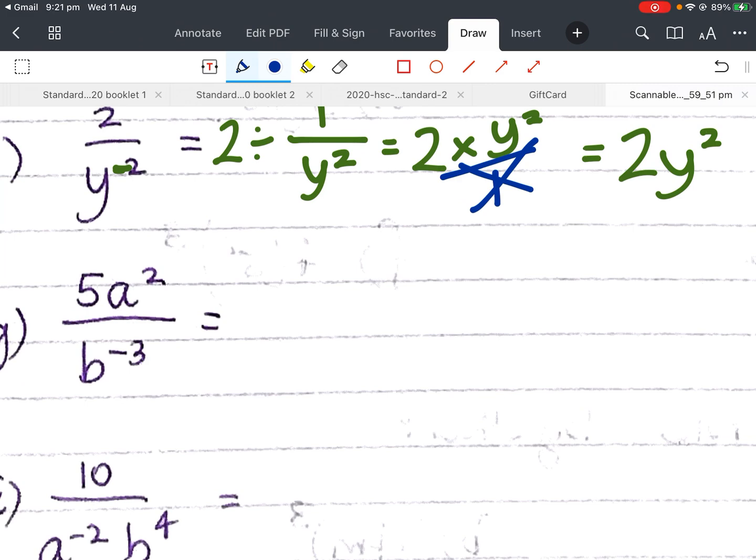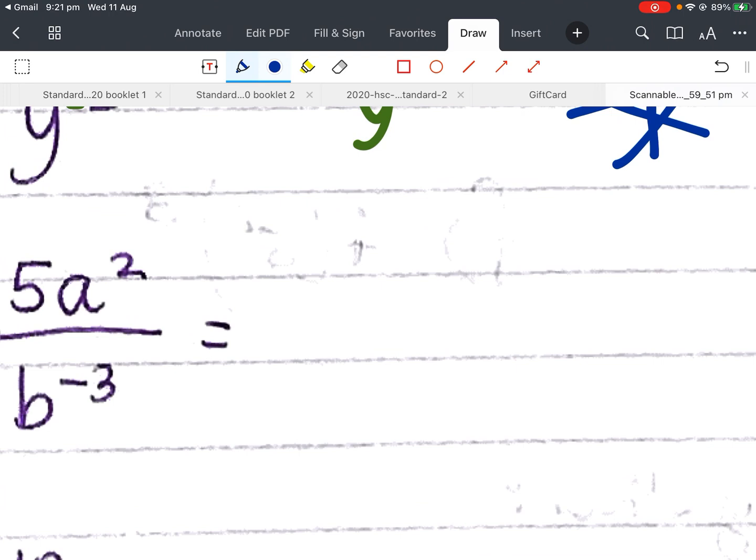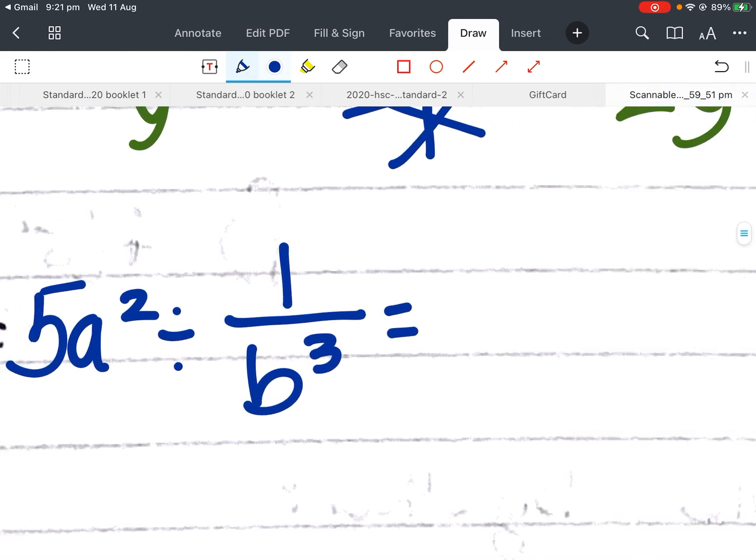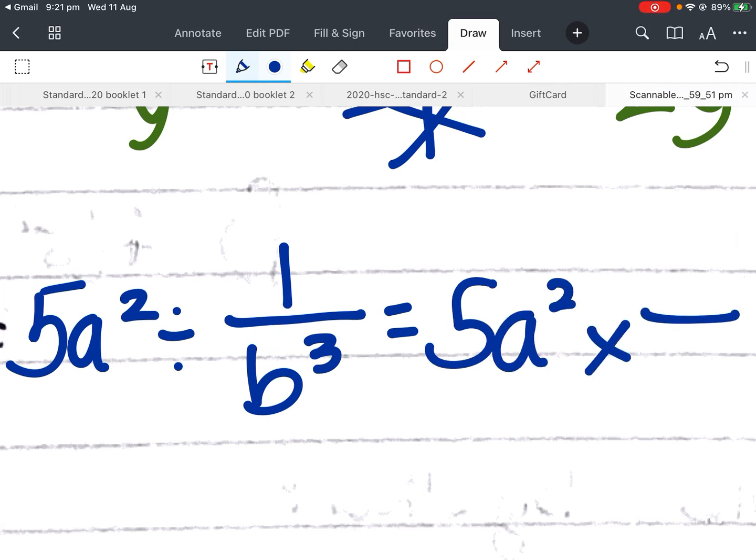And here we go if you're ready. So I'm going to do this one with you just to make sure. So let's change it into a division. 5a squared divided by. Now this becomes a fraction line. The b and the 3 are on either side, so we make it over 1. Next I change my division to a times, and I flip my fraction.